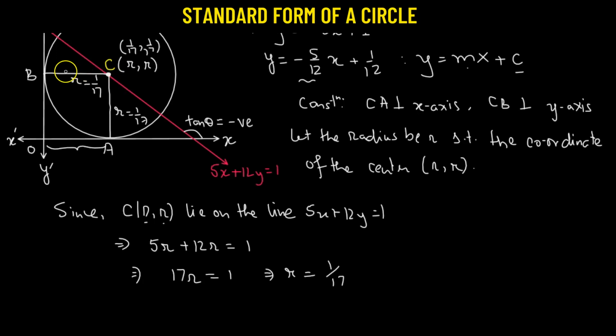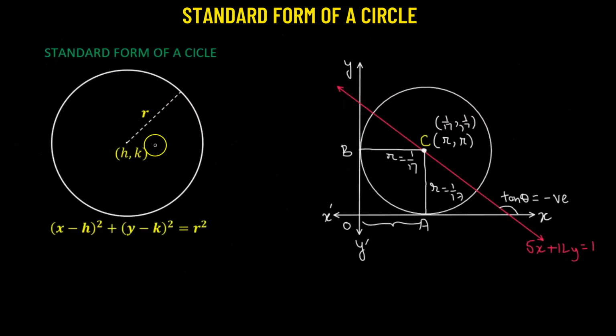For this, we're going to take the help of the standard form of a circle. So let's first specify what we mean by the standard form of a circle. So suppose we have a circle whose center has the coordinate h comma k and the radius is r, then the standard form of a circle is given by this particular equation: x minus h whole squared plus y minus k whole squared equals r squared.